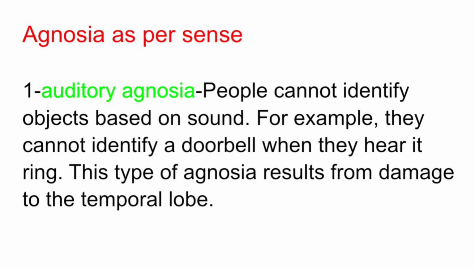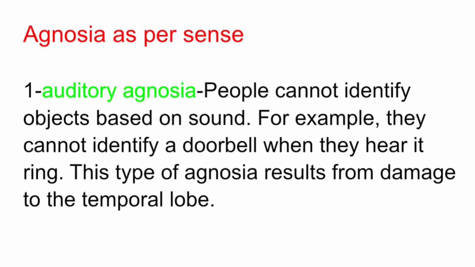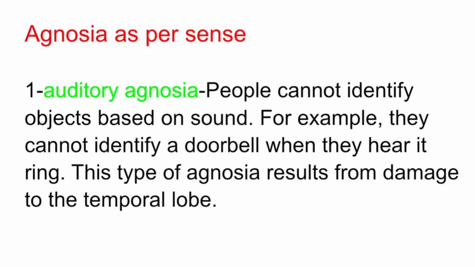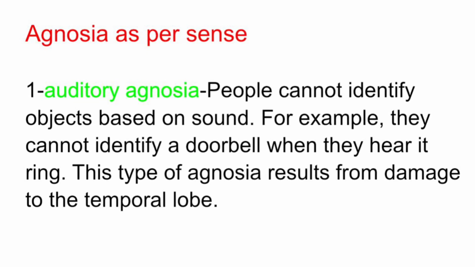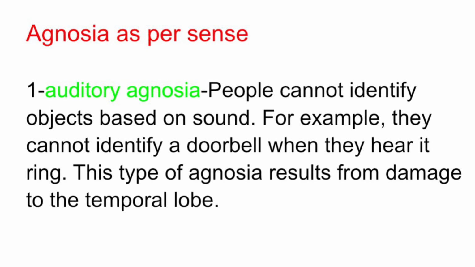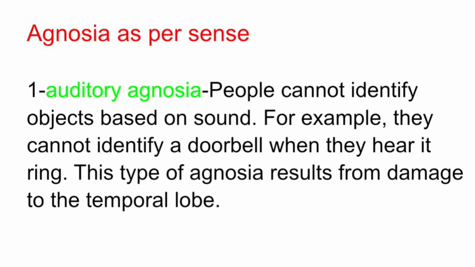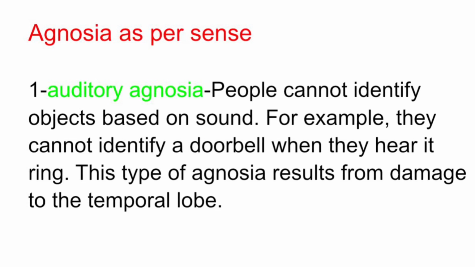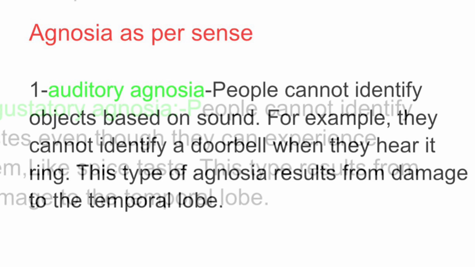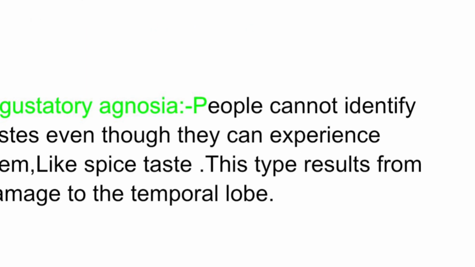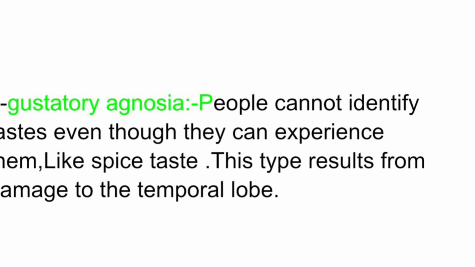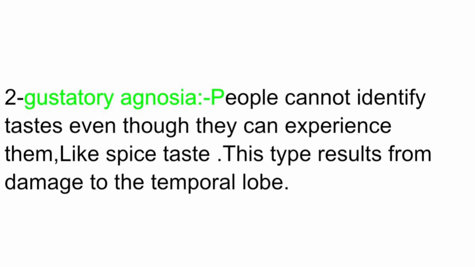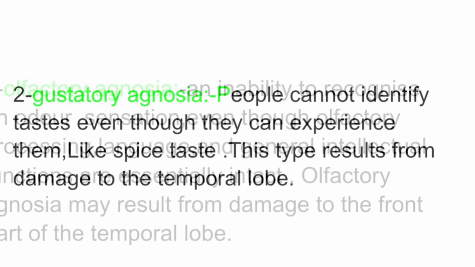Agnosias are divided into five types according to the sense involved. First is auditory agnosia, which is related to the hearing sense. People cannot identify objects based on sound. For example, they cannot identify a doorbell when they hear it ring. This type of agnosia results from damage to the temporal lobe. Gustatory agnosia: people cannot identify tastes even though they can experience them, like a spicy taste. This type results from damage to the temporal lobe.